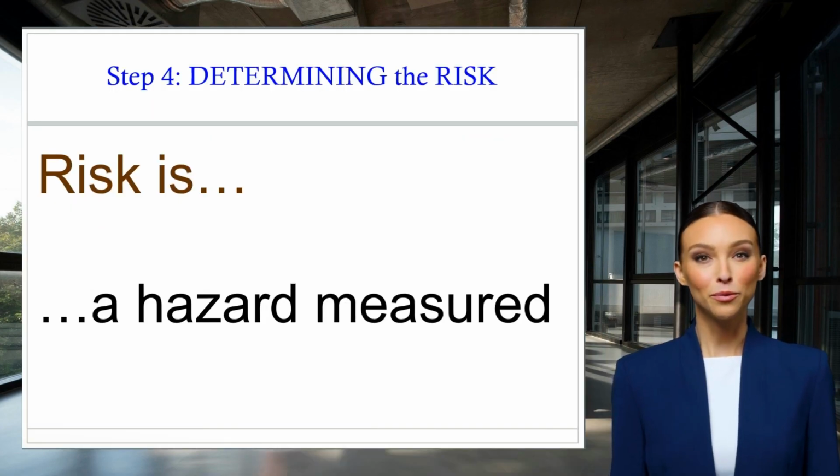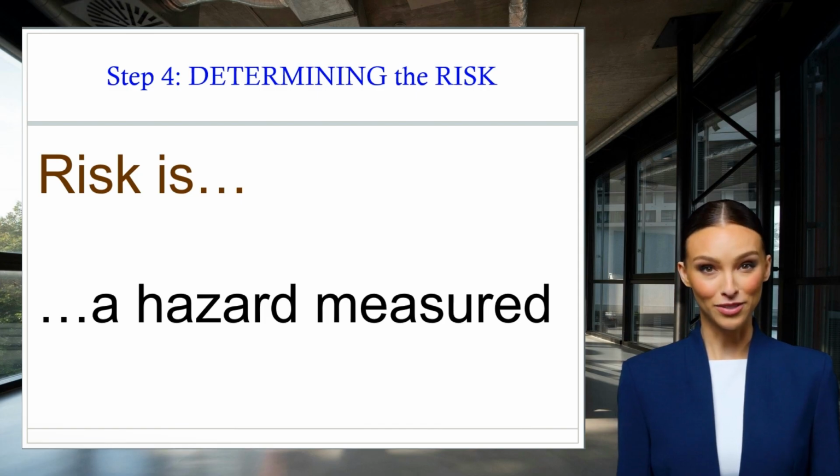Now that you've identified the hazards associated with each job task, it's time for step 4. Assess the risk levels. So what is risk? Risk is simply a hazard, measured. In other words, we're taking the hazard and evaluating how dangerous it is based on 3 factors.